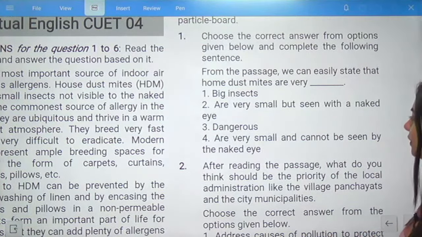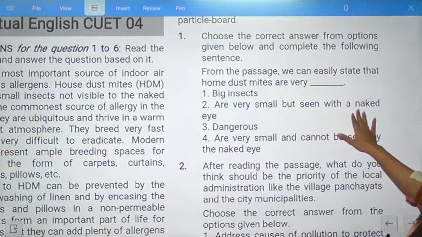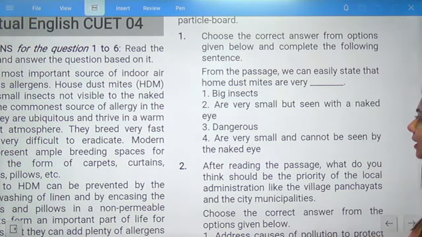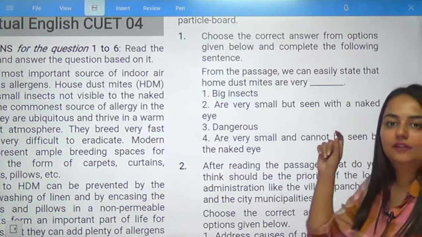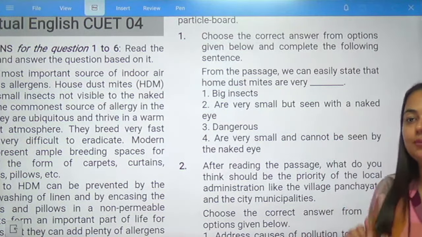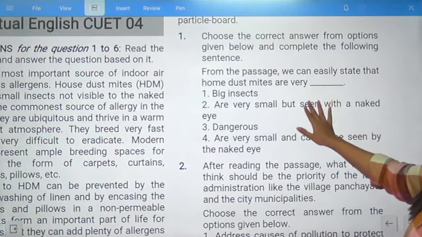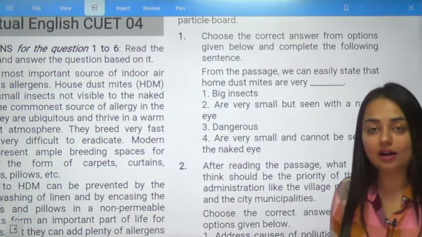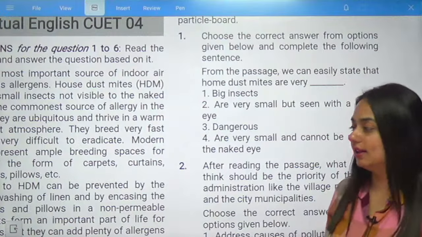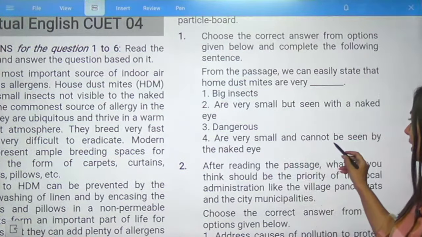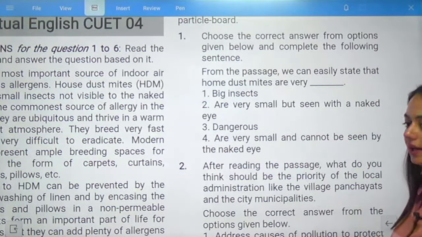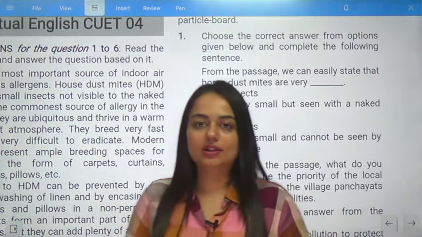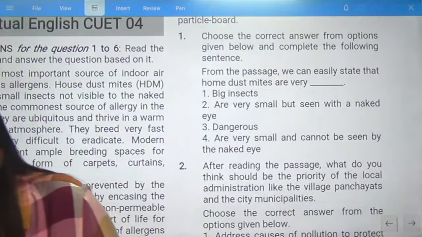Questions are not that difficult. Are very small but seen with a naked eye. They cannot be seen. If they are very small, very tiny, they cannot be seen with the naked eye. So we can easily eliminate these two options. They are dangerous. Yes, they are. They can be dangerous for our health. Are very small and cannot be seen by the naked eye. So here what you can see is, there are two correct answers.